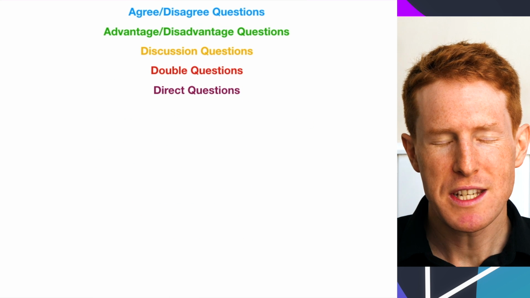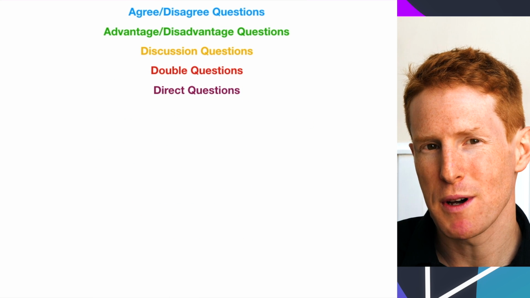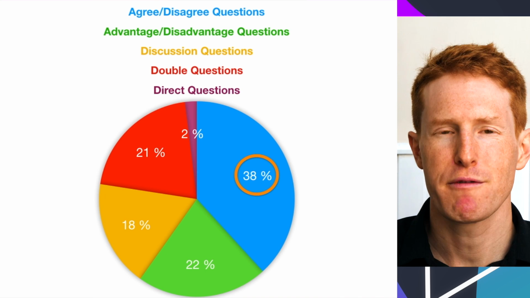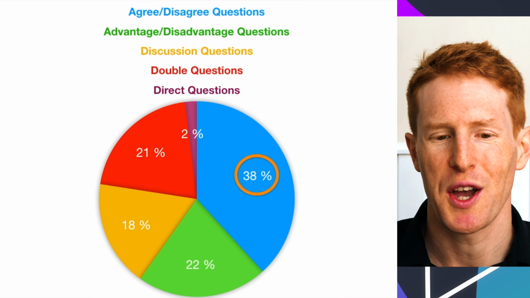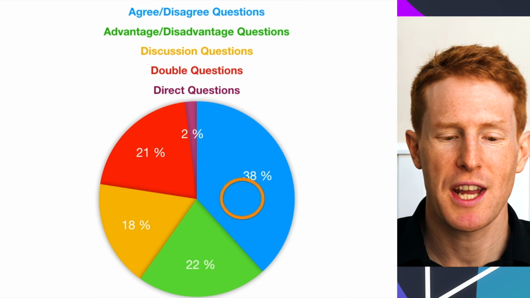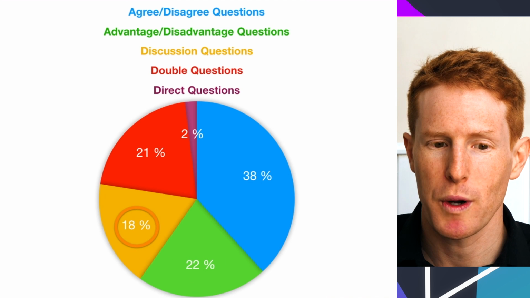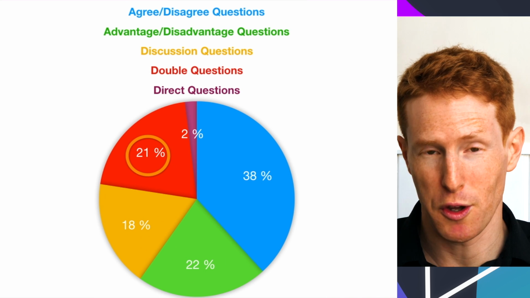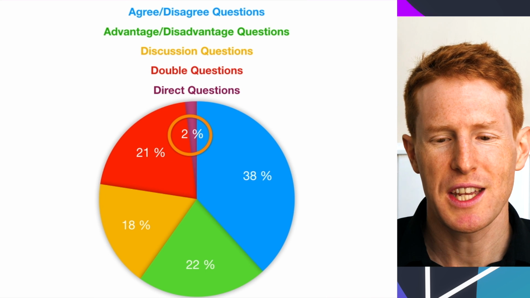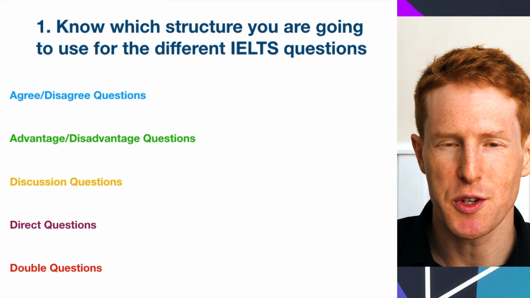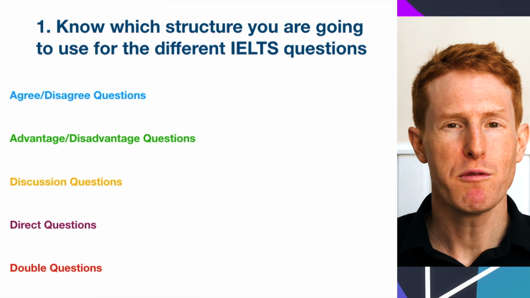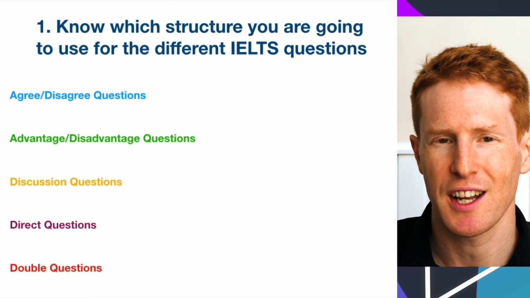Now, for all of these different question types, the most common that you'll find in Task 2 are the agree-disagree questions. In fact, 38% of the time we've noticed agree-disagree questions coming up in IELTS Task 2. However, you could get an advantage-disadvantage question, a discussion question, a double question, or even, although it's unlikely, a direct question in Task 2. So the important thing is you know which structure you're going to use when you get these different question types. That's going to help you write confidently and quickly during the IELTS test.